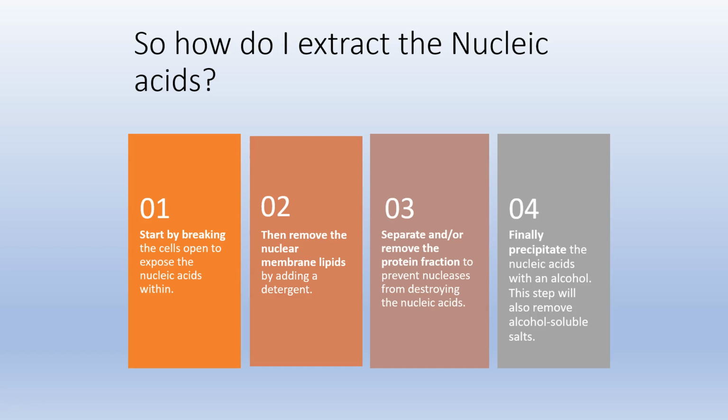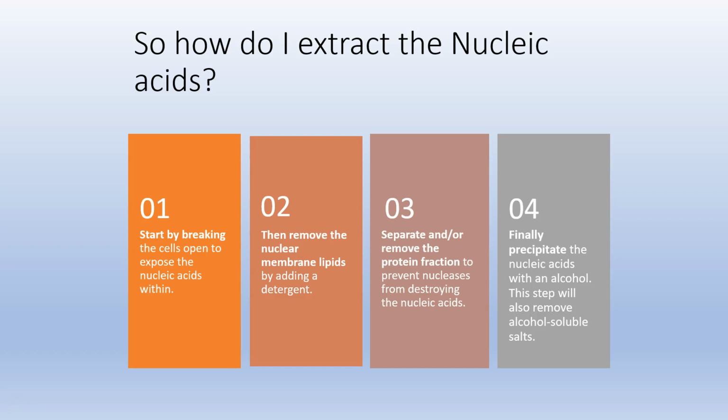So how do we do this exactly? Well, at the end of the day, the procedure is pretty simple. You start by opening the cells, obviously, because you want to get inside the nucleus where the DNA is. So you break open the outer cell membrane and the nuclear membrane. You then use agents to dissolve those membranes so that you can remove them from the system and remove that contamination.